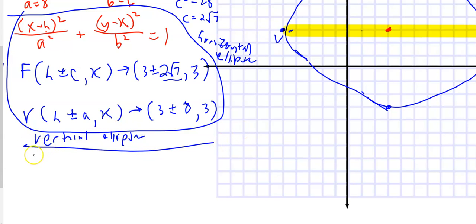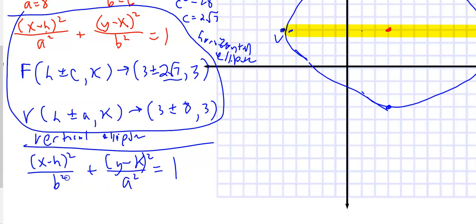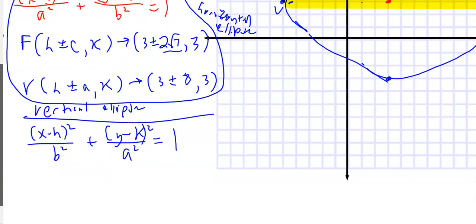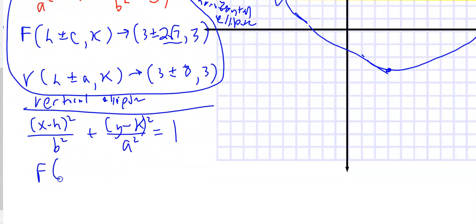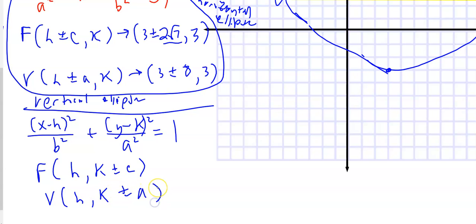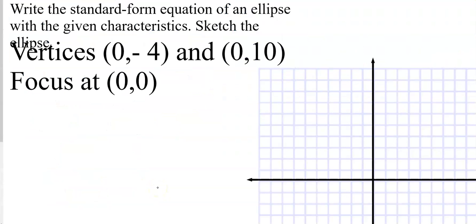So for a vertical ellipse, we've got (x minus h) squared over b squared plus (y minus k) squared over a squared equals 1. The big difference is the a squared value is down there and the b squared value is down there. The focus for a vertical ellipse would be h comma k plus or minus c, and the vertex would be h comma k plus or minus a. So just go ahead and write those down.